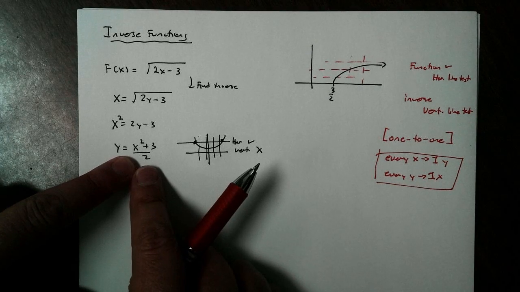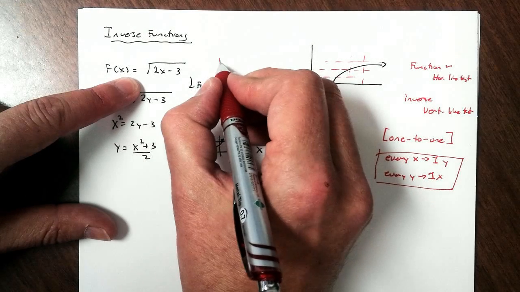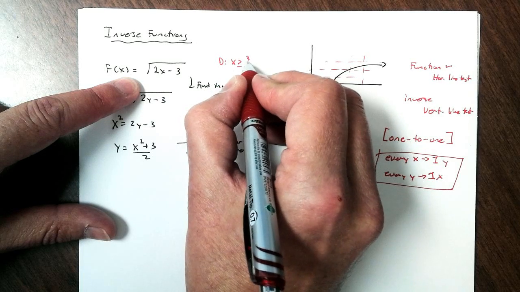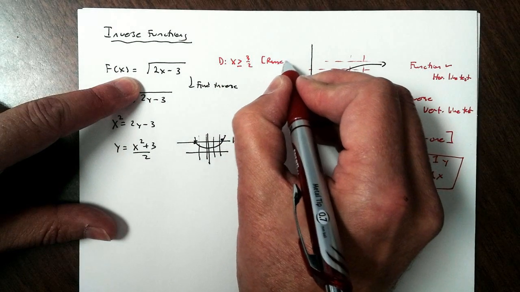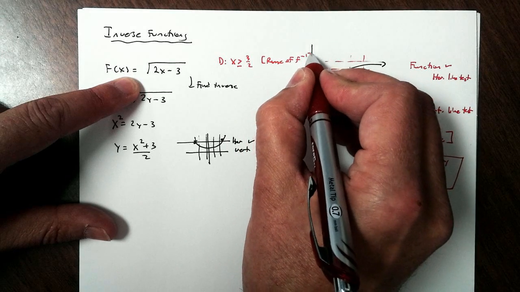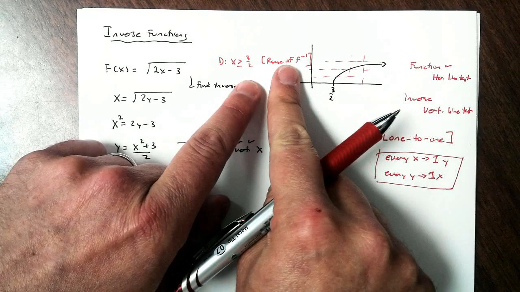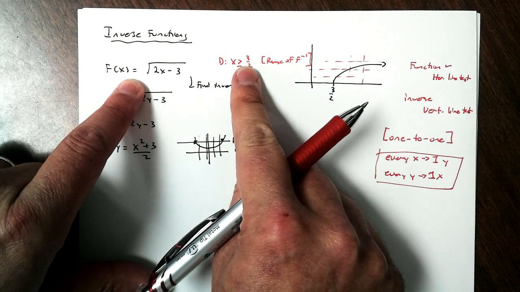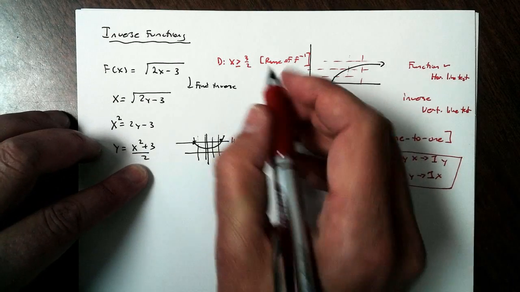So to restrict the domain, we're going to go back to our function. I know my domain here says x has to be greater than or equal to 3/2. Now, this is the range of the inverse. Remember, to get the inverse, we're just switching our x's and y's anyways. So if my domain for my function is 3/2, that tells me my range here is greater than or equal to 3/2.